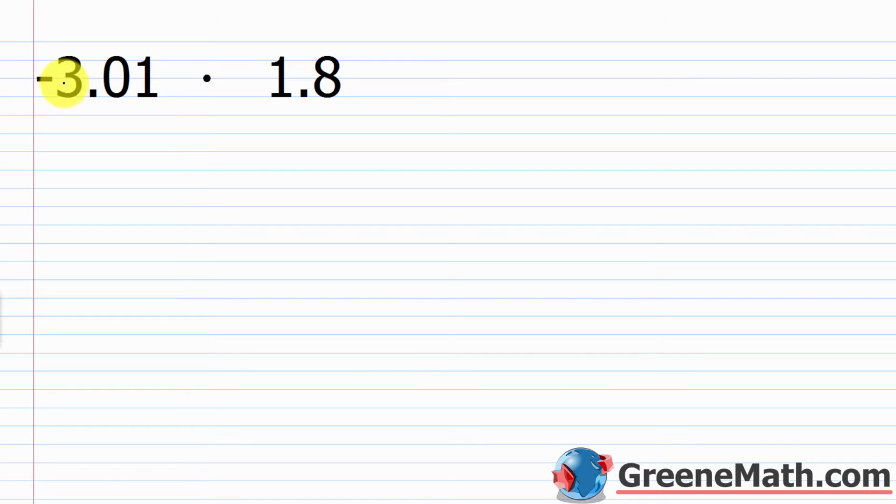All right, let's take a look at one with a negative involved. So we have negative 3.01 times 1.8. So remember, when we worked with integers, we learned that a negative times a positive is a negative. The rules are the same for all real numbers. So when you come across a negative times a positive, you're always going to get a negative. Doesn't matter if you're multiplying fractions or decimals or whole numbers or integers. Whatever you're doing, negative times positive is negative.